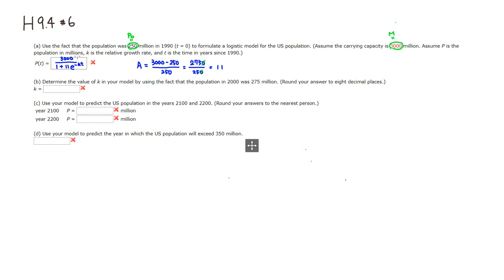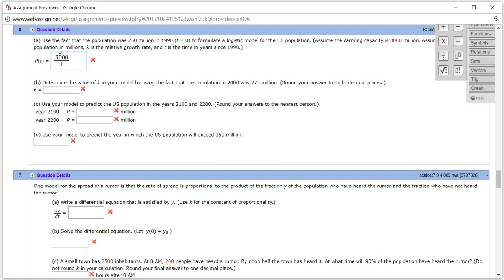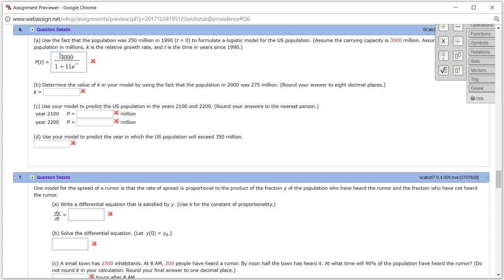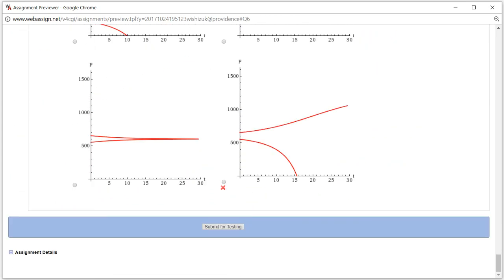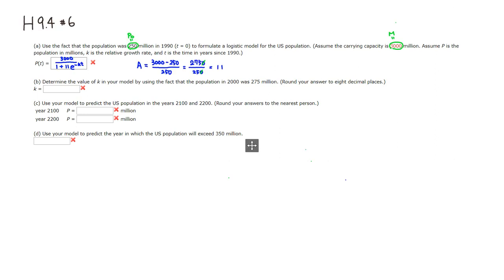Let's type it in first and make sure this is correct: 3,000 divided by 1 plus 11 e to the negative kt. I'm going to check the answer, submit for testing. It came back and it looks like we got part A correctly. So let's do part B: determine the value of k in your model, knowing that the population in 2000 was 275 million.